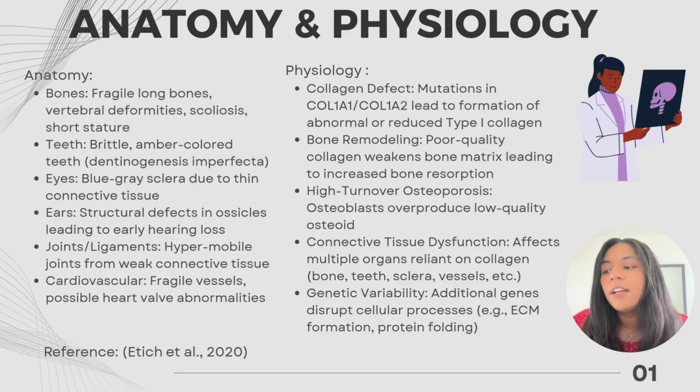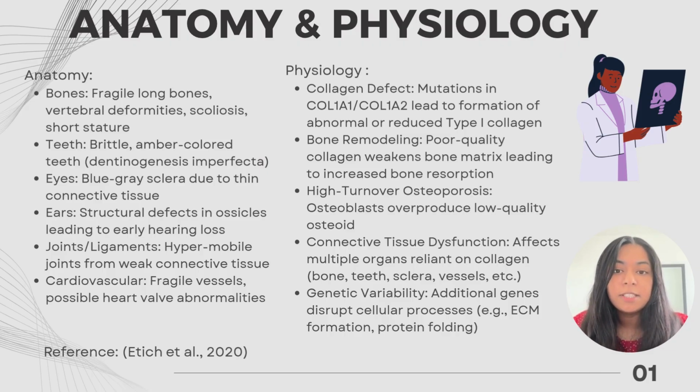And now looking at the physiology, the root issue here is the abnormal type 1 collagen. And in most cases, there are mutations in the COL1A1 or COL1A2 genes. And they either reduce the amount of collagen or they alter the structure of the collagen. And when the collagen is in poor quality, it weakens the bone matrix in the body.